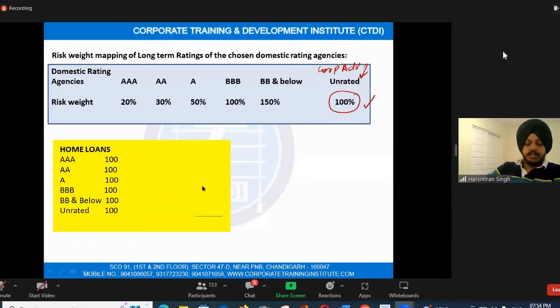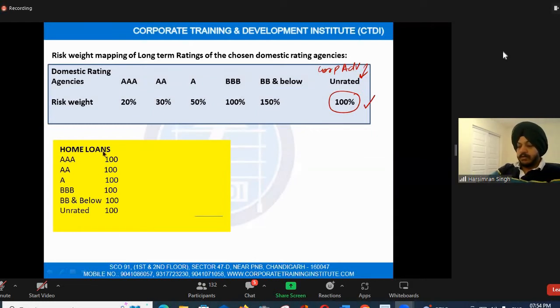If the rating is not given under corporates, simply go for 100% risk. So let us say this is an example of home loans. You have given 100 crore to triple A, 100 to double A, 100 to A, 100 to triple B, 100 to double B and below, and 100 to unrated. This is just an example so that you understand this mapping process.